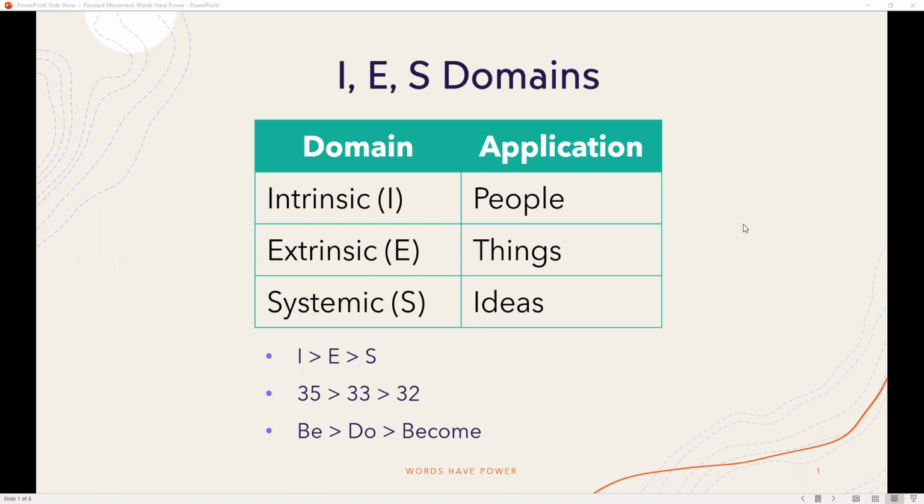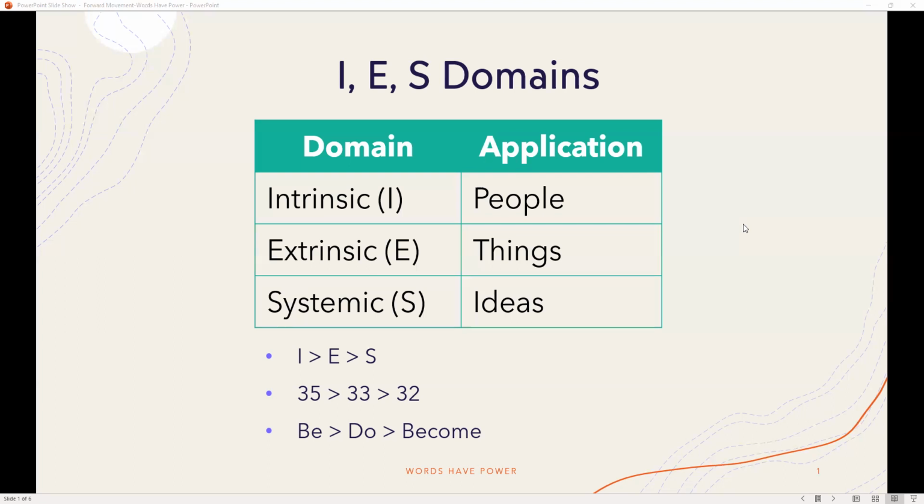The extrinsic is where the doing is, and it applies to things. And systemic applies to ideas. It applies to ideas of things and ideas of people. So you will notice that each domain has a specific application. And if you use a domain that applies to a different application, that can be detrimental. So for example, and I apologize if I'm not very clear.